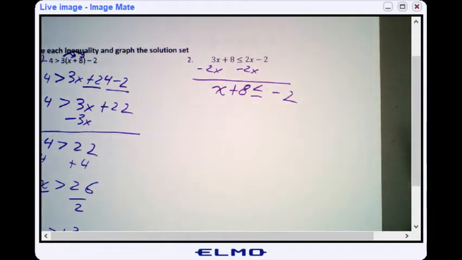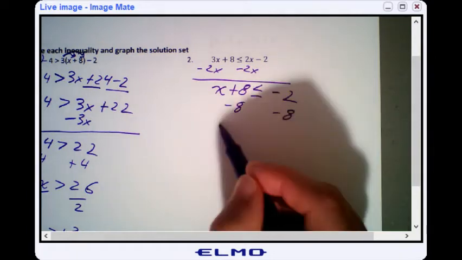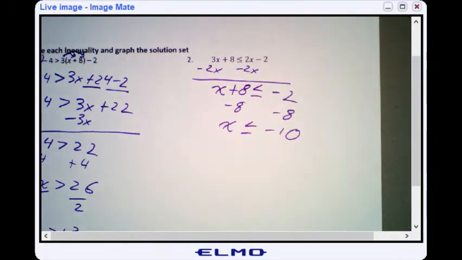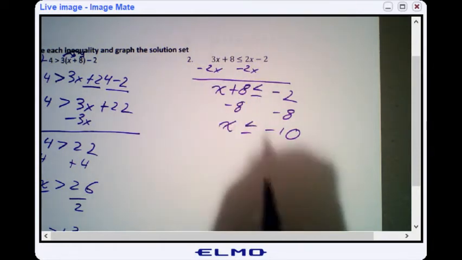I need my numbers on the right side, so I'm going to subtract 8 from both sides. X is less than or equal to negative 10. X is by itself. That means that negative 10 or any number smaller than negative 10 would be part of my solution set. I could plug those numbers in and make this inequality a true statement. I can graph it.